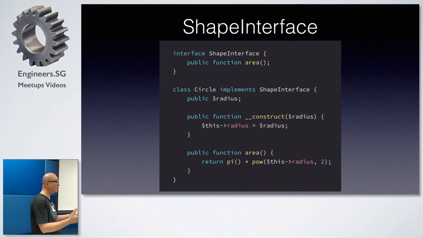So you understand, right? An interface. Instead of checking every single class that you create, we use a programmatic way of enforcing that: you must implement an area function. Using an interface class is basically telling you that you should do that.